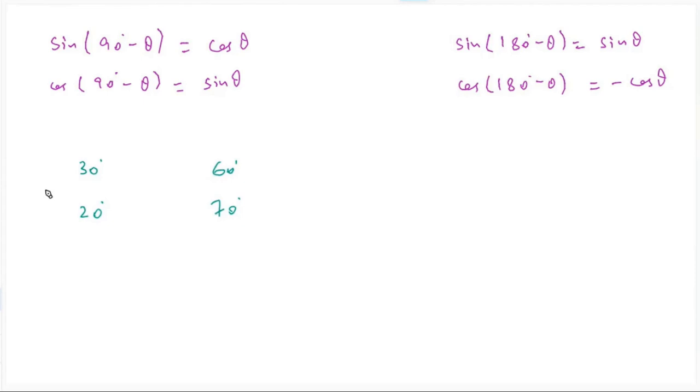If you have another angle, let's say that is 40 degrees, दूसरा क्या होना चाहिए? That should be 50 degrees. If you have one angle that is 75 degrees, दूसरा क्या होना चाहिए? That should be 15 degrees.